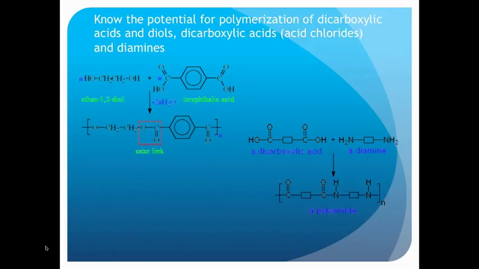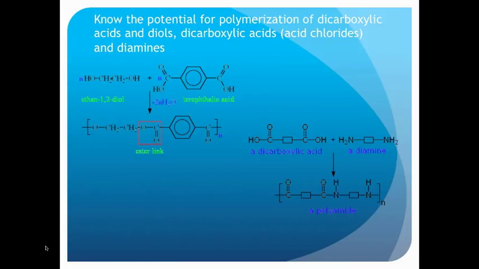Know the potential for polymerization of dicarboxylic acids and diols. We have an example for you to look at here of ethane-1,2-diol. Notice it has hydroxide groups on either end, with an acid, terephthalic acid. What it does is create a polymer with an ester link. Notice the loss of the hydrogens to create the ester.